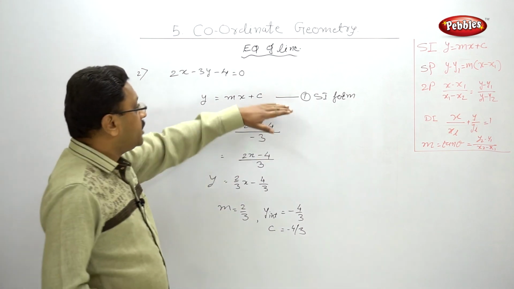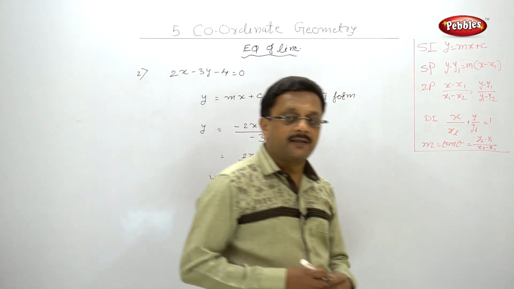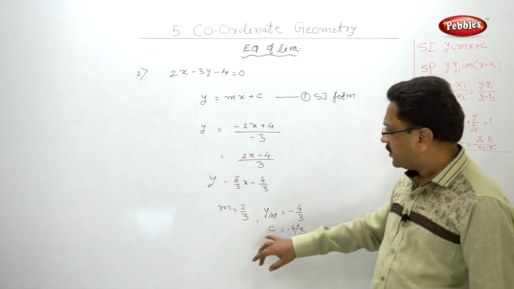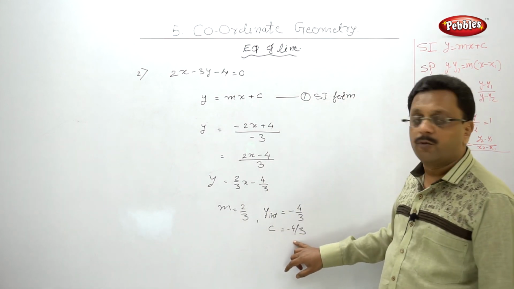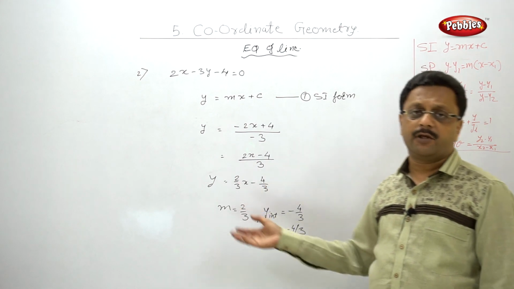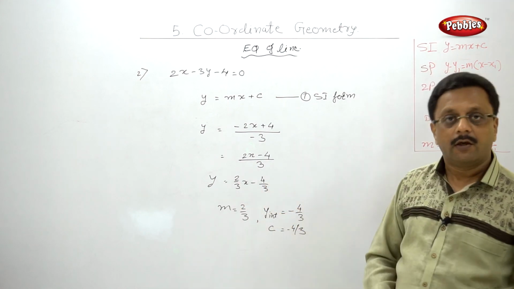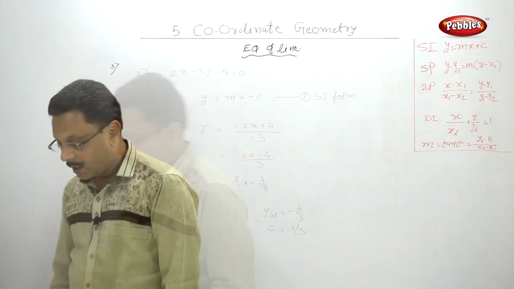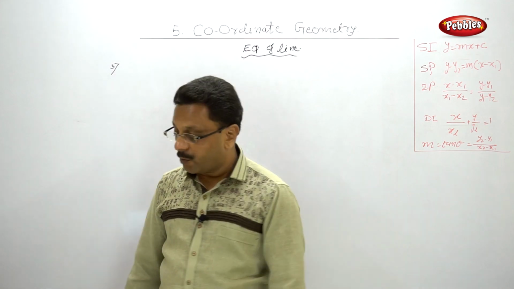Since in this form c is defined as the y-intercept, you can write down c equal to minus 4 by 3, or you can write down y-intercept is equal to minus 4 by 3. Now let us solve the next example. A point is given, 4, minus 3.